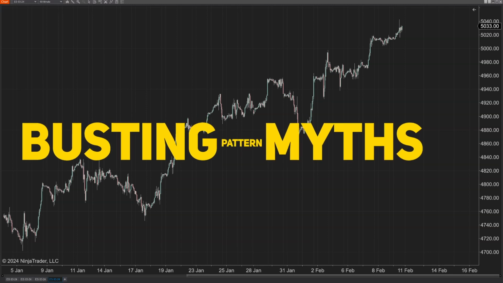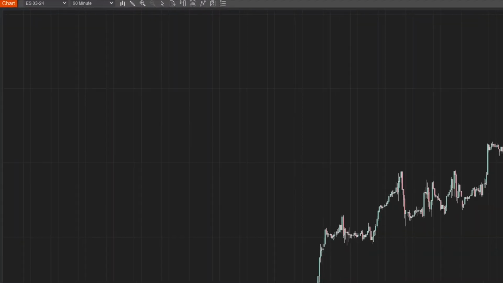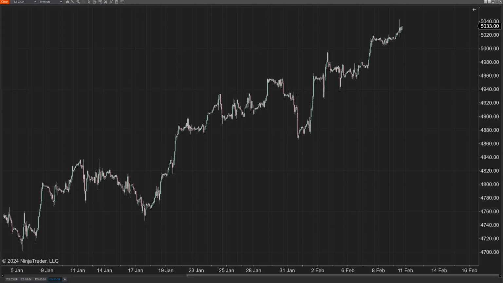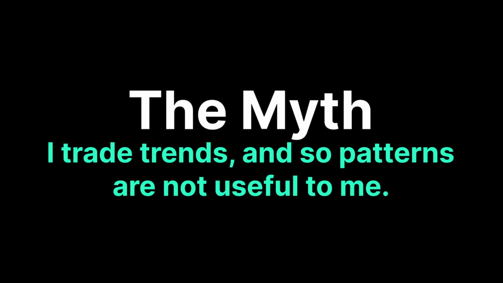I have an ES chart up here, and I want to talk about a myth that we just want to bust. It doesn't matter what the time frame of this chart is. This is a 60-minute, but it applies to everything from tick charts to daily charts. One of the biggest myths I hear all the time is that these are reversal patterns, therefore I don't trade reversals, and they're no use to me.